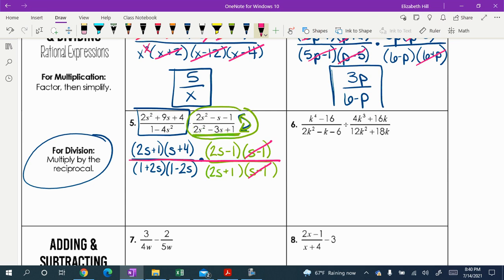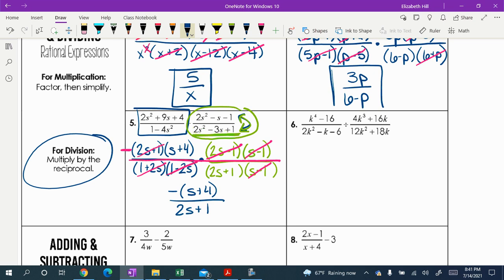Now, the 2s plus 1 and the 1 plus 2s, those are the same as each other. I do have to be careful because the 1 minus 2s and the 2s minus 1 are not the same unless I factor out a negative, then they would be identical to each other. So here we end up with a negative s plus 4 over 2s plus 1.